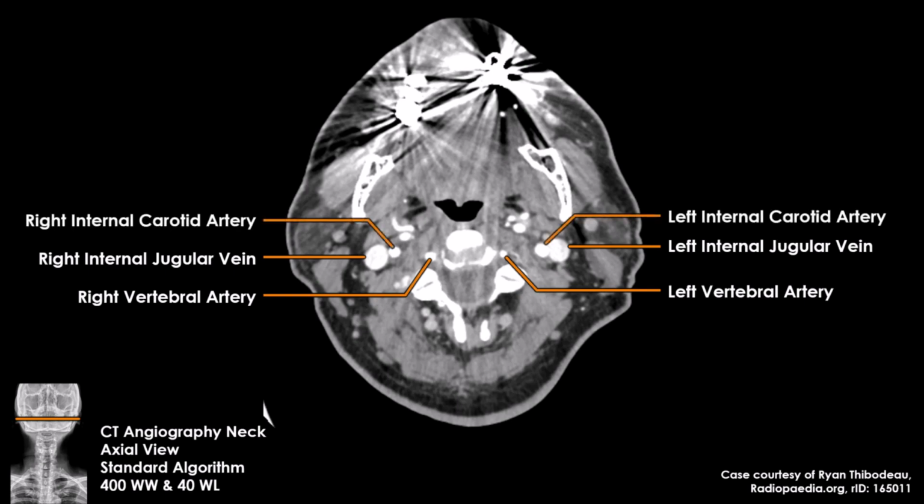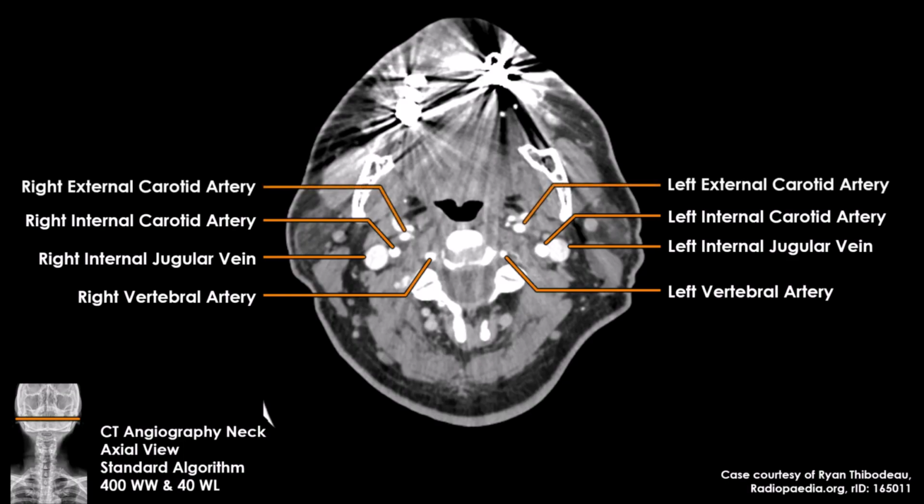We can see the right and left internal carotid arteries. They are directly medial to the jugular veins. And medial to the internal carotid arteries, we can see the right and left external carotid arteries.